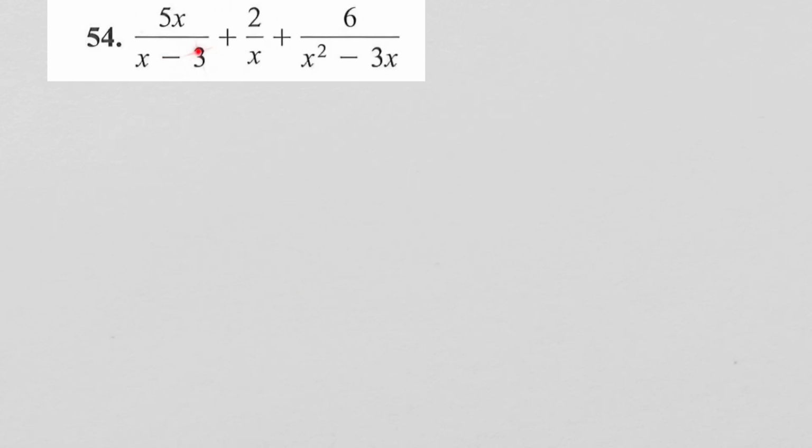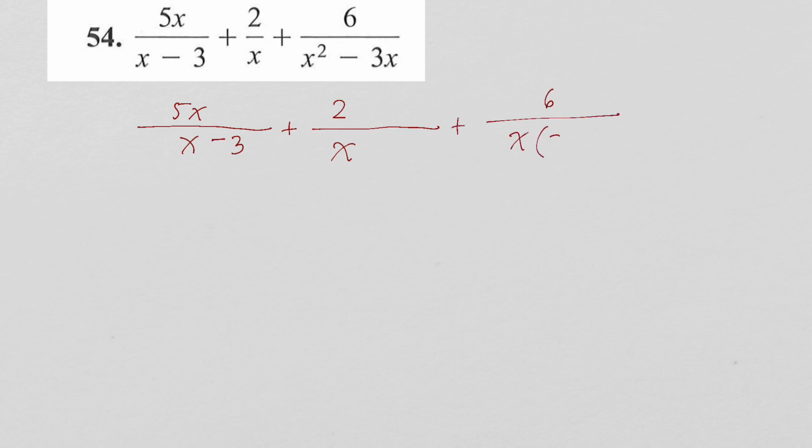Okay, for number 54, we can't factor this, we can't factor this, but we can factor this. So when I write these, I'm going to write 5x over x minus 3 plus 2 over x plus 6 over, and I'll factor the x out, and we'll get x minus 3. So this is our common denominator.